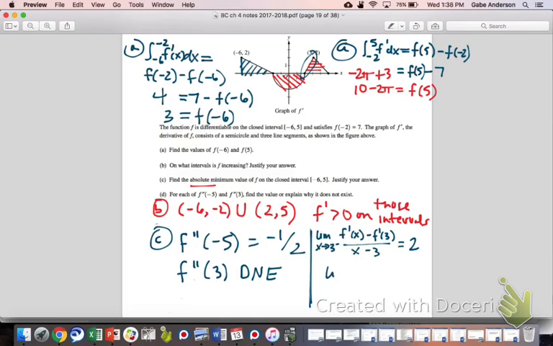And then the limit as x approaches 3 from the right of the exact same difference quotient. From the right, it's a little bit different, isn't it? Or it's a lot different. What do you see there from the right?